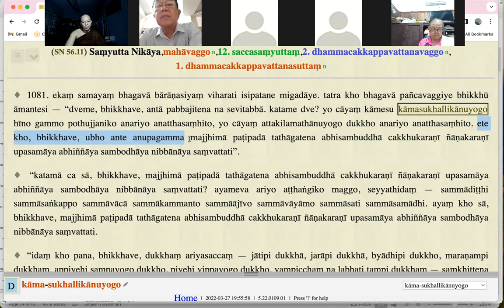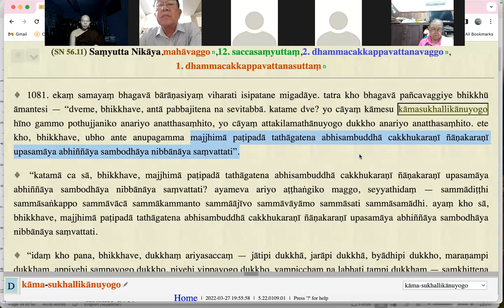Now the main theme of this sentence is Majjhima Patipada, and then Tathagatena Abhisambuddha. Majjhima Patipada is the main theme on the next line. The next line is Majjhima Patipada Tathagatena Abhisambuddha, Cakkhukarani, Nanakarani, Upasamaya, Abhinnaya, Sambodhaya, Nibbanaya, Samvattati. It is a path awakened by, or enlightened by, the Tathagata.